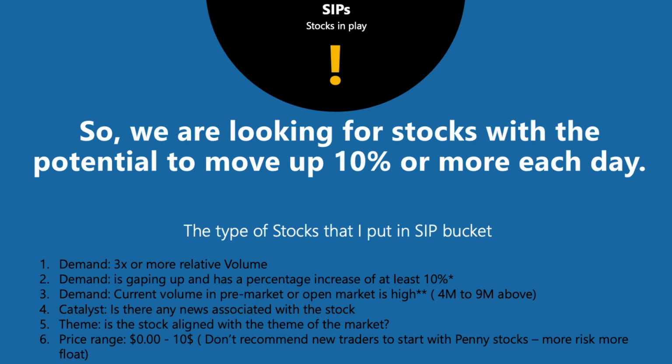And in some cases, I go up to $20, but those are the days when I don't find anything from $0 to $10. Also, I don't recommend new traders to start with penny stock because it's riskier. They have more float, and they can jump from 32 cents directly to 65 and 80, and they can come back to like 10 cents. So it's more risky to start trading with penny stock if you don't have a strategy, if you don't understand the charts. Let's see how we fit that in our screener.